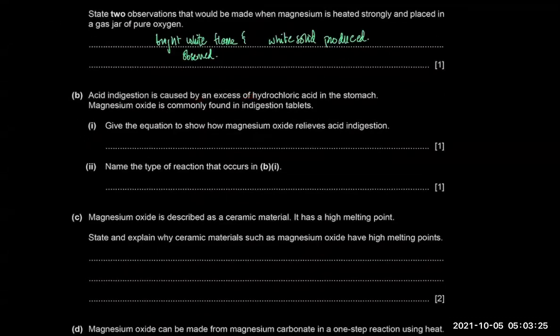Acid indigestion is caused by an excess of hydrochloric acid in the stomach. Magnesium oxide is commonly found in indigestion tablets. Give the equation to show how magnesium oxide relieves acid indigestion. Magnesium oxide is reacting with hydrochloric acid, right? You have excess hydrochloric acid, so you're using magnesium oxide to simply react with HCl to form MgCl2 plus H2O, right? And you're going to have 2 HCl.